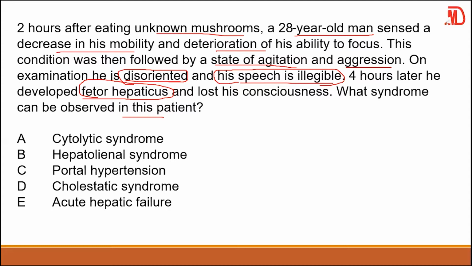And again, this, of course, over here, we will be looking at what? At a liver failure. Liver failure. And that's over here. Your answer should be what? E. Acute hepatic failure or acute liver failure. All right.